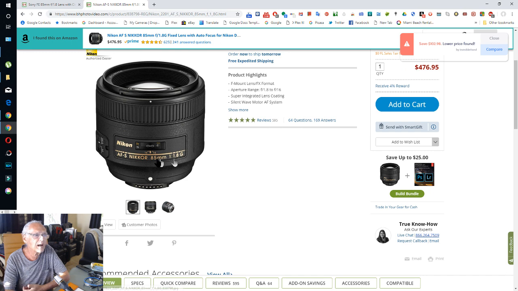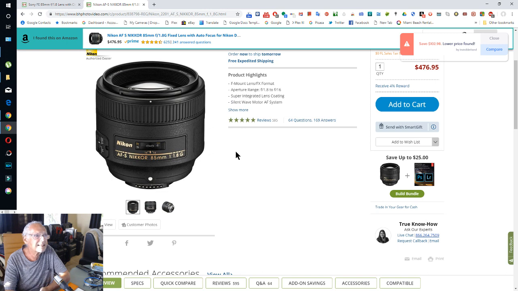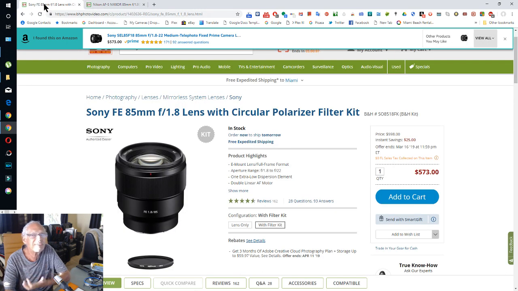For me, this one, the Nikon one, looks cheaper. It's only a $100 difference, cheaper. But it's a nice lens too, but I prefer the feeling of the Sony one over the Nikon one.